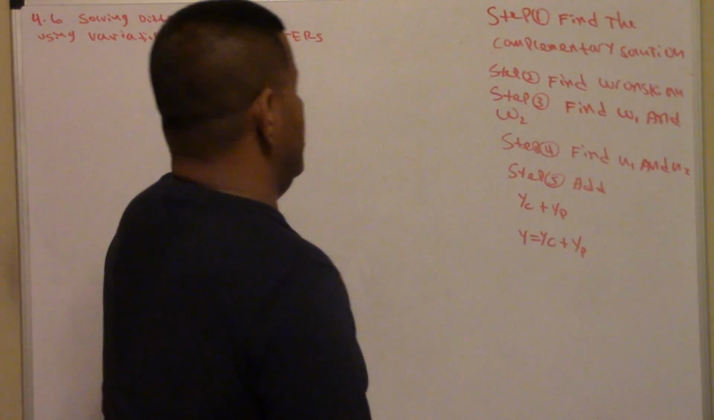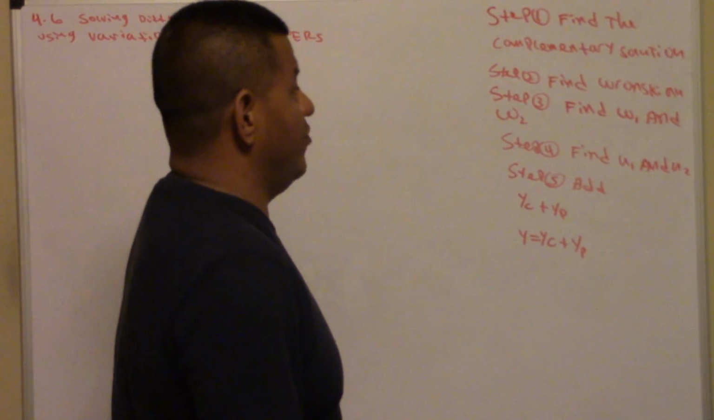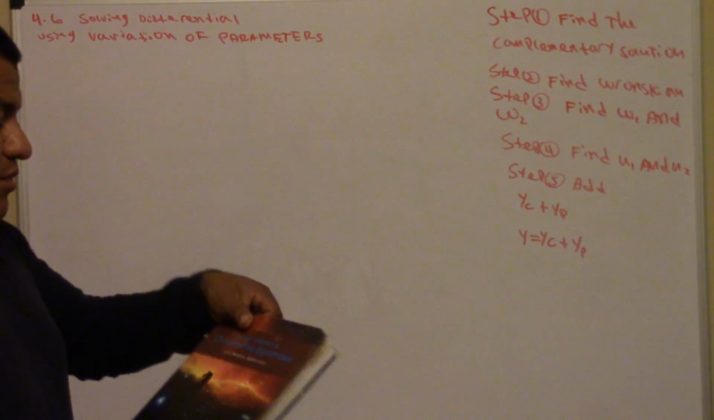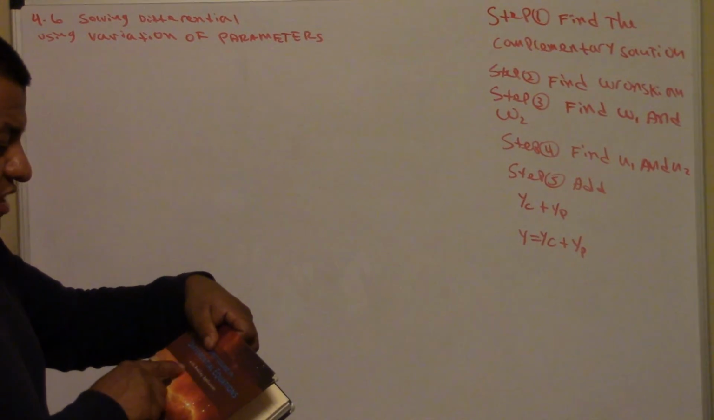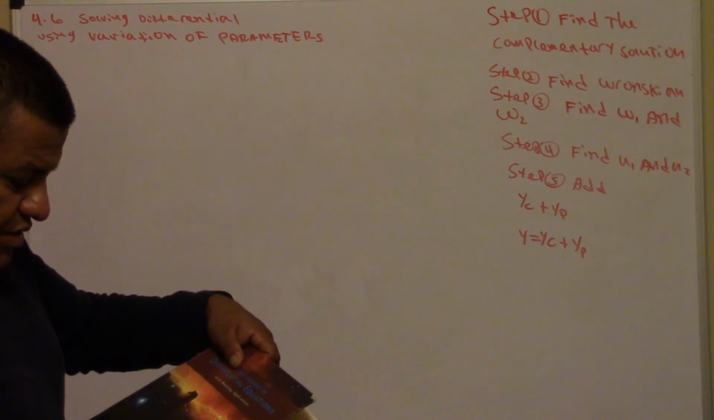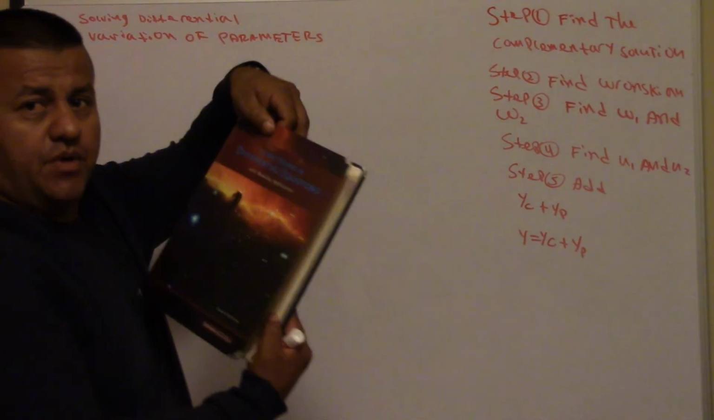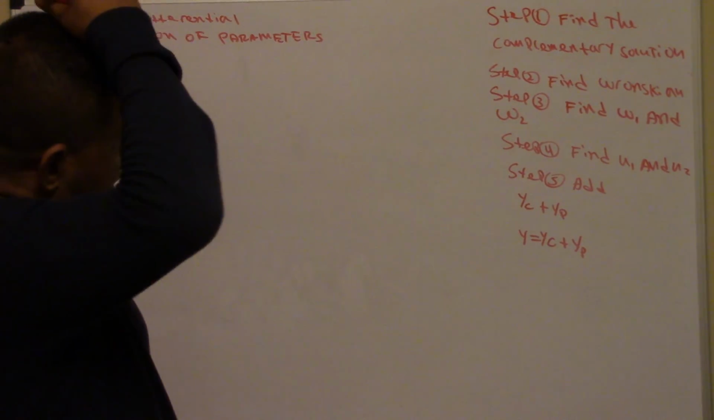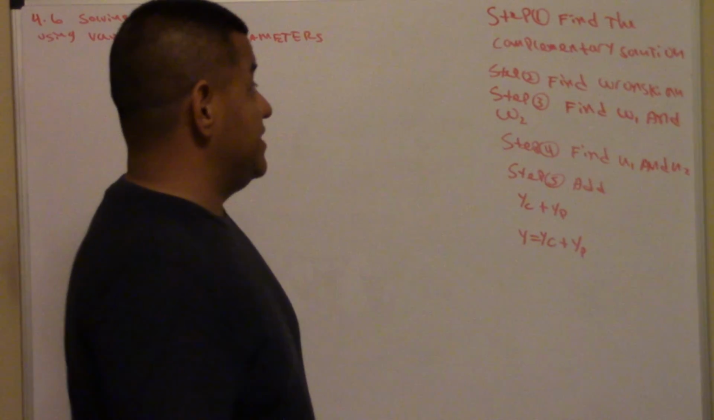So step one. First of all, we are doing 4.6 in this book, A First Course in Differential Equations with Modeling Applications by Dennis G. Zill, the same book that we use. Now I'm going to explain the steps a little bit.